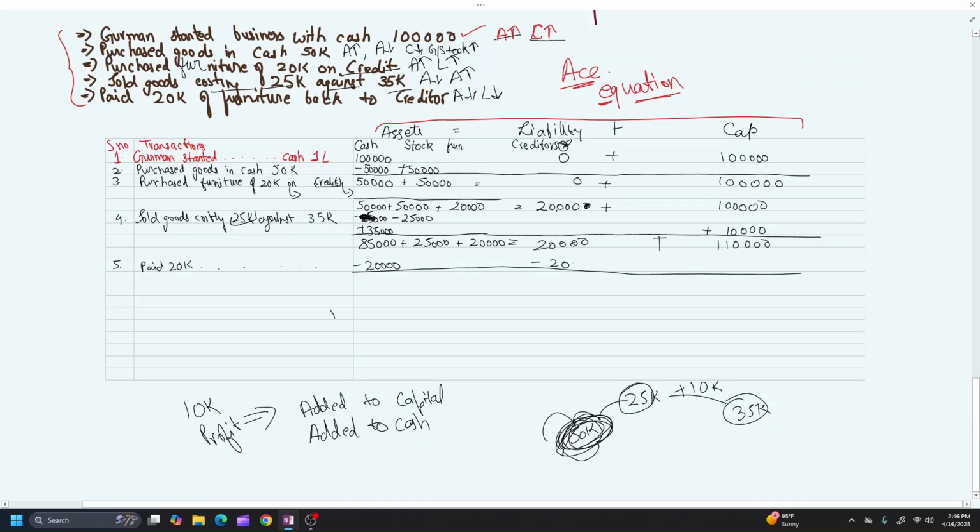And minus 20,000 here. Why? Because I'm getting rid of my liability. I'm paying the whole amount back to my creditor. So 85,000 minus 20,000 is 65,000 plus 25,000 plus 20,000 is equal to 0 plus 1 lakh 10,000. 60, 70, 80, 90, 1 lakh, 1 lakh 10,000. So your asset is equal to your liability.